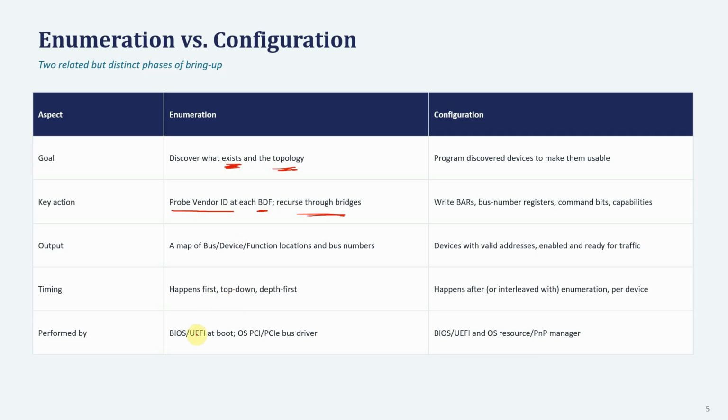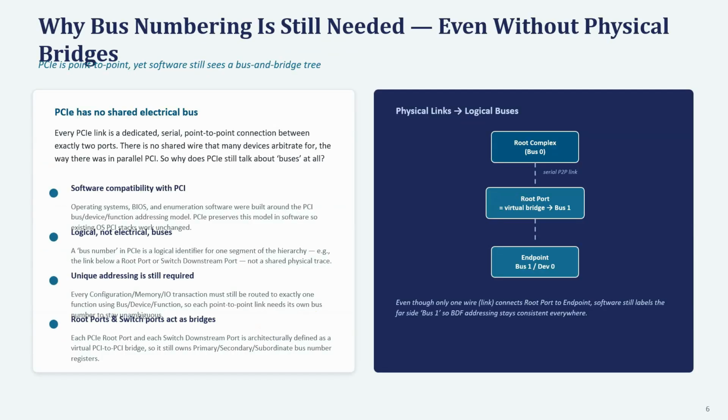The output of enumeration is a map of bus, device, and function locations and bus numbers. I'm going to get every piece of information about everything. And the output of configuration is that I'm going to update all the devices with valid addresses, enabled and ready for traffic. Coming to timing, enumeration is going to happen first, from top to bottom and depth first. Whereas configuration is going to happen after the enumeration has happened, and it is going to happen per device. The enumeration is performed by the operating system, and the configuration is also going to be performed by the operating system itself.